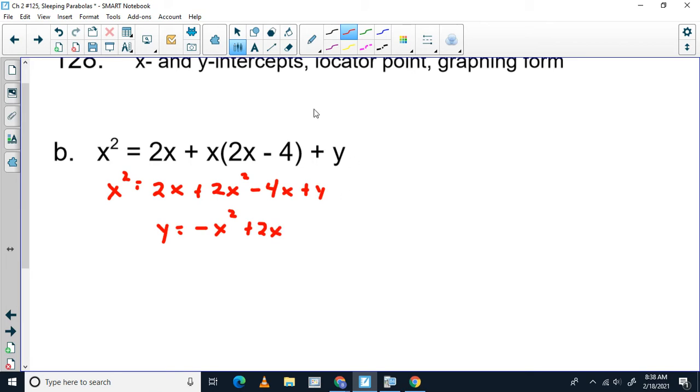So first of all, what type of function am I looking at? Well, I'm looking at a quadratic function, or my graph is going to be a parabola. All right, so let's find the things they asked me to find. Well, one of them was x-intercept. Well, x-intercept is when y is equal to 0.